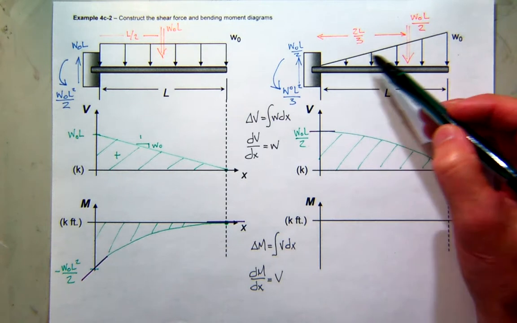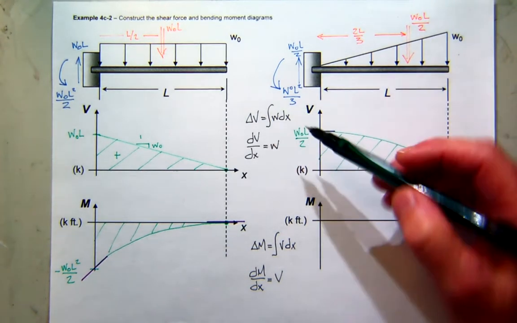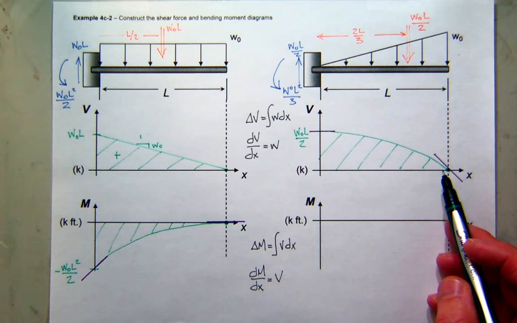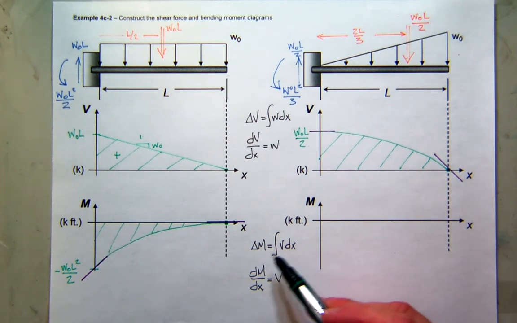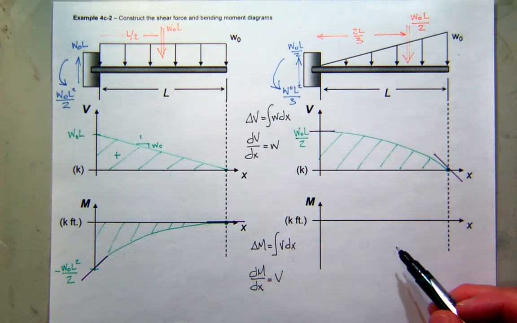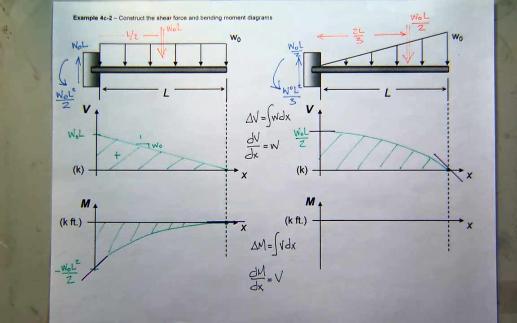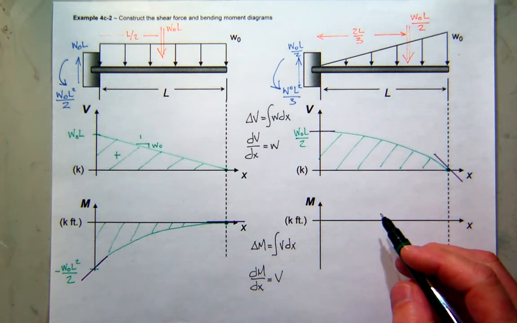So this is a linear line. So through the integration, this is what order line? Second order, it's quadratic. So we're going to integrate that to get the moment. So what order should my moment diagram be? It should be cubic. And here's where you start to run into a little bit of problem with this analysis.